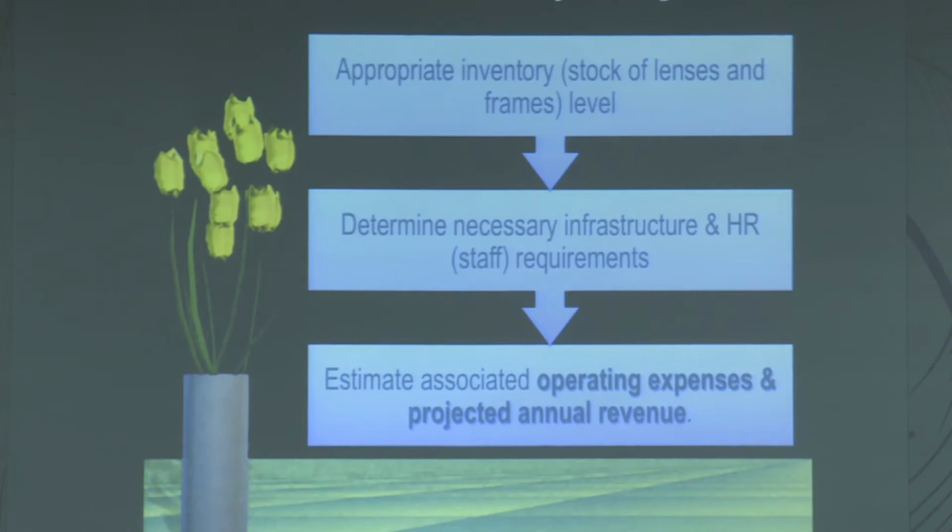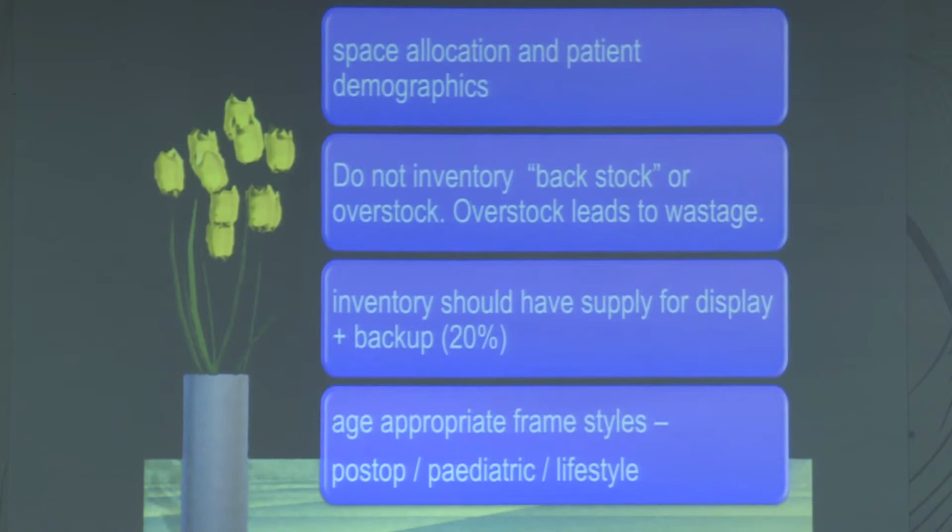Space allocation and patient demographics. This doesn't need too much of this. You know your clientele better than the optical fellow. So you need to just give your inputs that you need to stock frames according to the patient's buying capacity. Ideal inventory is, if you are selling 300 frames per month, 20% more than that. So you should have at least 360 to 400. That should be the ideal display frames.